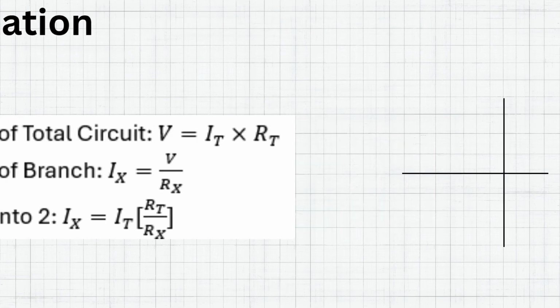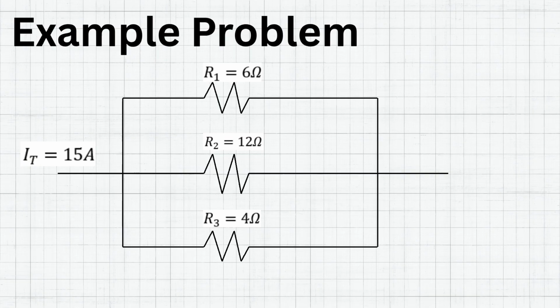To show this in practice, this is an example problem which shows 15 amps approaching a junction which divides into 3 branches, each with different resistances. We are going to solve the current going through the first resistor of 6 ohms.